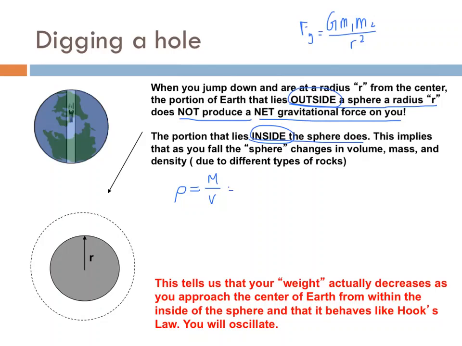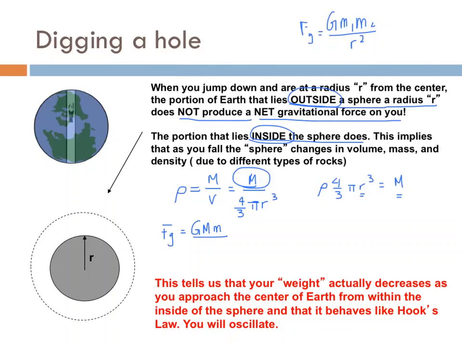So in this case, the volume of a sphere will be 4/3 pi r cubed. So if we're trying to determine how much of the mass is actually affecting how much force of gravity we experience, then we can say that our density times 4/3 pi r cubed equals the mass that's affecting us. So as r starts to decrease, so will the mass that affects us. So let's use that information and plug it into our force of gravity equation.